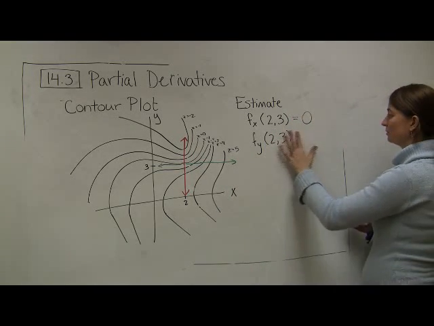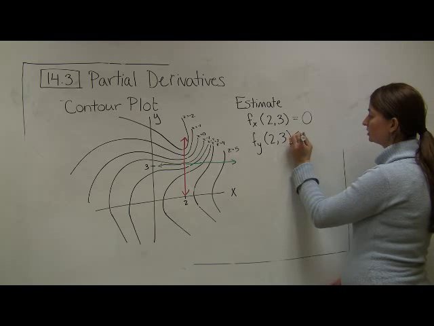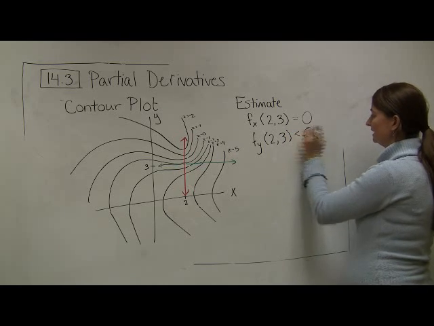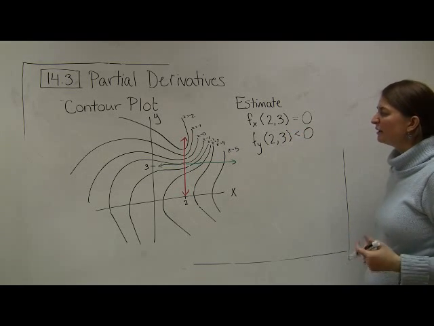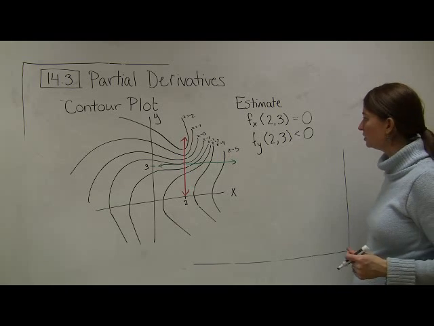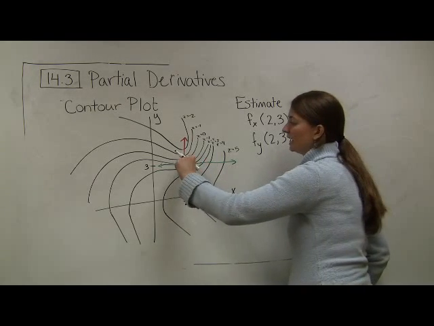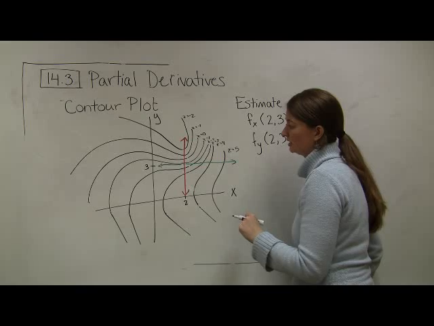So one thing I can say with confidence is that my partial derivative with respect to y is less than 0. If I were to estimate the actual value, I could look at the average rate of change.